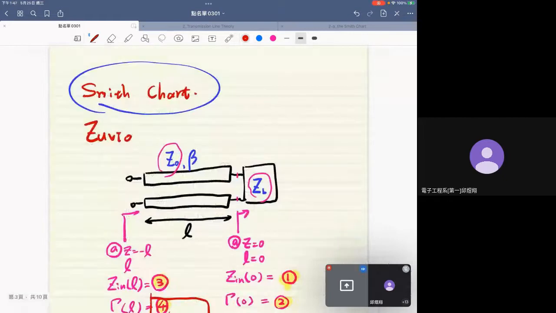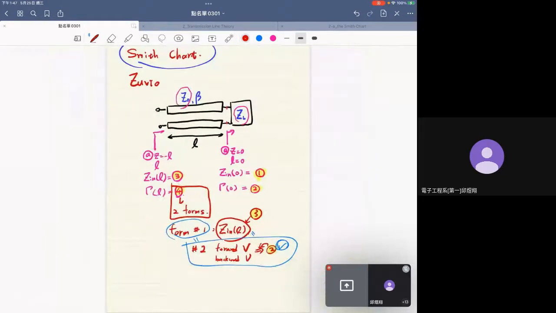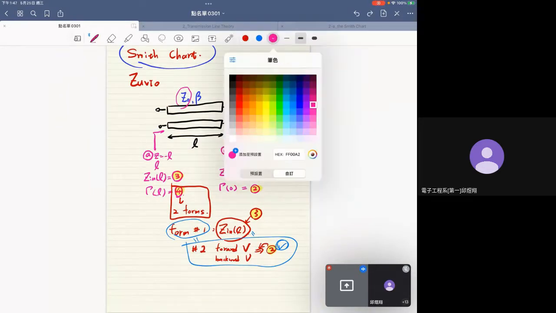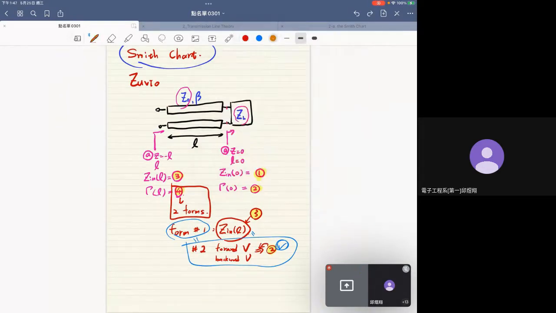Okay, this is Smith chart. Okay, you will use it again and again if you are trying to use the microwave engineering as your knowledge to earn the money. Okay, you will see Smith chart again and again. So it's worth it to spend some time to understand.